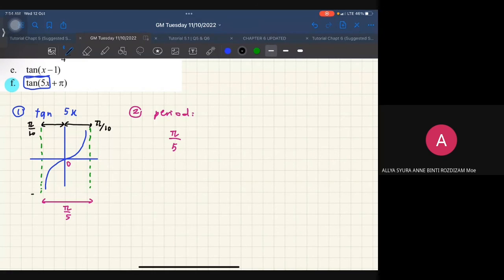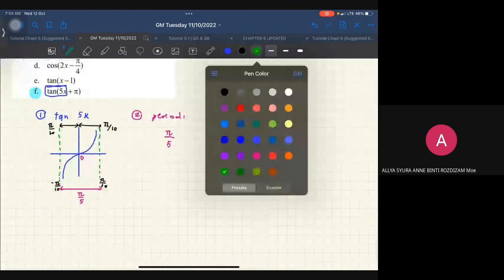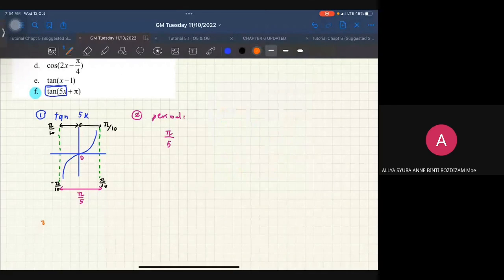So we get negative pi over 10 here. This one is pi over 10. Settle. Okay, so last step. Last step is the shifted part. So what color should we use? Orange. Okay, so the shifted part, we have 5x plus pi. Take whatever is here, equals to 0. So we will get x equals to negative pi over 5.